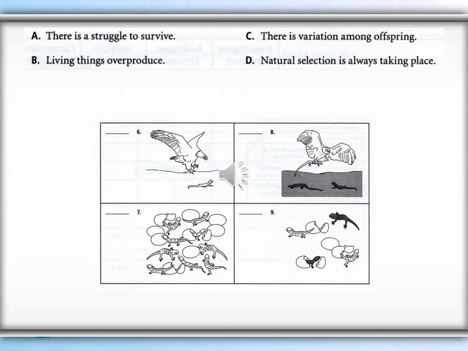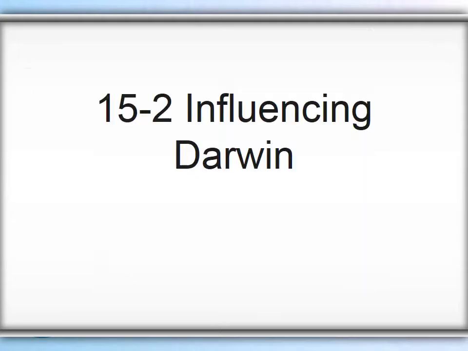Finally, you have four pictures here, and you just have to match these. And please make sure you write these down. Number six, seven, eight, and nine. Match them with: there is a struggle to survive. Living things overproduce. There is variation among offspring. And natural selection is always taking place. So see which picture represents each phrase and match them up, and go ahead and add those to your notes also. We're going to continue with section two as soon as you finish with section one.